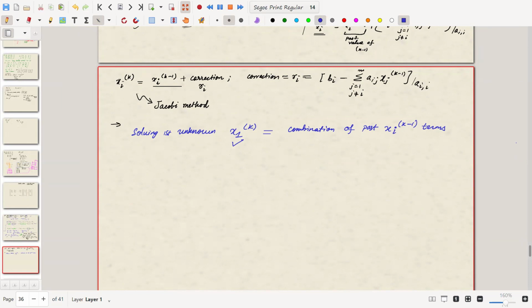Now let us come to x2 at the kth iteration. x2 of k will be a combination again of past xi of k minus 1 terms. Here also i is going from 1, 2, 3, and so on. After this second step onwards, if you do like this, you will get the solution. I am not saying that you will not get to the solution. You will get to the solution, but it is inefficient. Why is it inefficient? I am asking you.